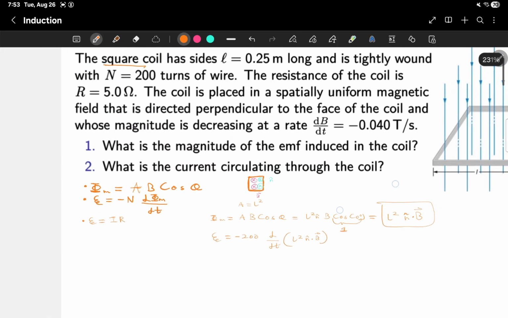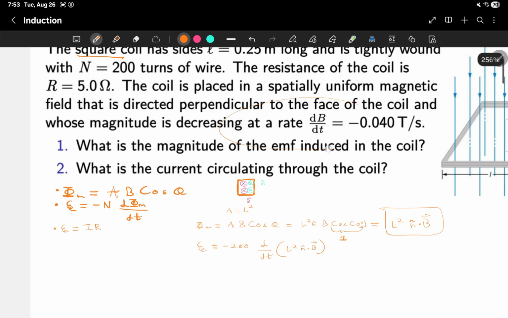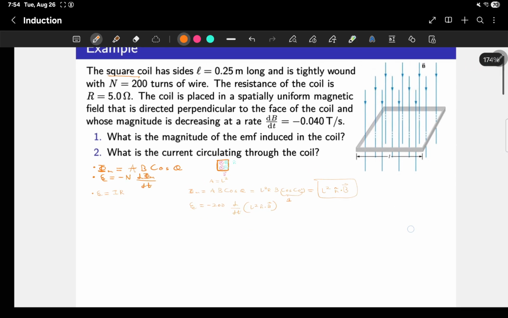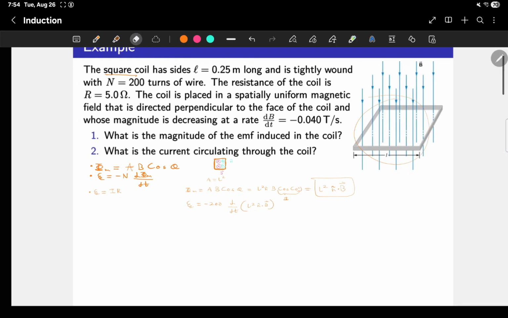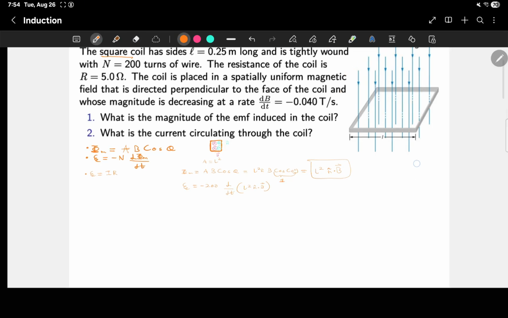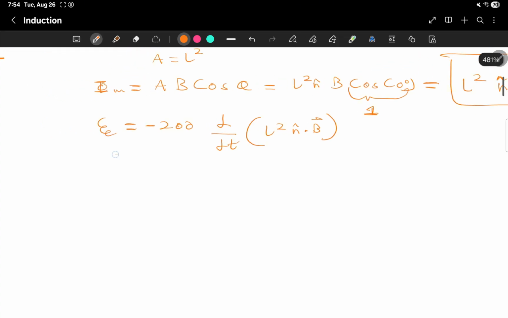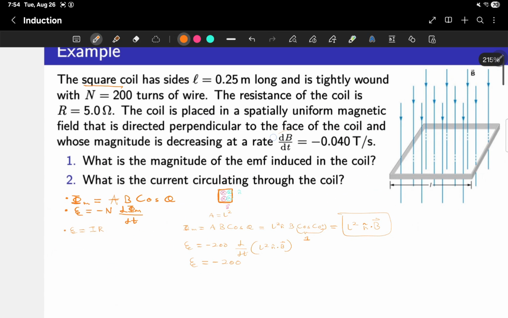So what do I know? I know that the magnetic field is decreasing at a certain rate, so that's great, and everything else is constant. The area of the coil is constant, and the angle between the area vector or the normal vector and the magnetic field vector is also constant. So that's great. So the only thing that can be changing from what I have seen in this problem is definitely the magnetic field.